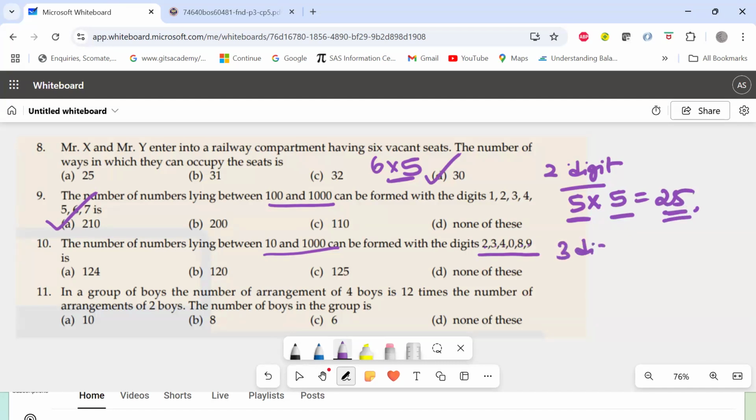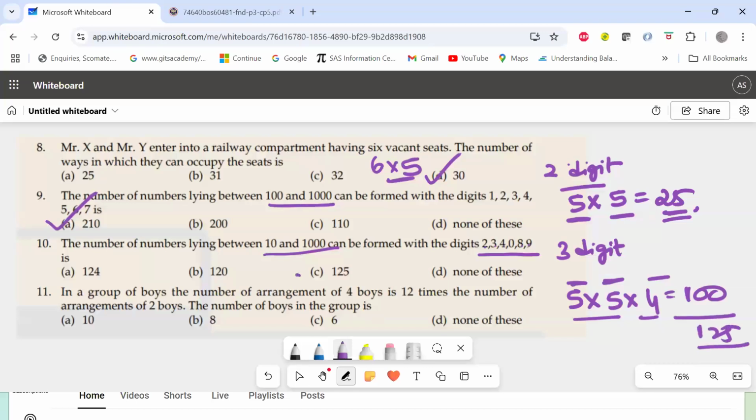Now, when it comes to three-digit numbers, how many can you make? Again, zero cannot come in the 100 place, so any of 5 digits can come here. Including zero, remaining any 5 digits can come here. Here any 4 digits can come. Digits cannot repeat. So 25 into 4 is 100. So the total number you can make is 125.